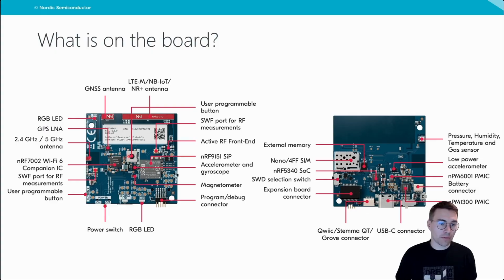You also have a configurable button. You have a separate program debug connector, which you can connect a J-Link device to. And also on the top side here, you can see a solder point if you want to solder on an eSIM, embedded SIM on the side of the device. And here you see the regular SIM socket.